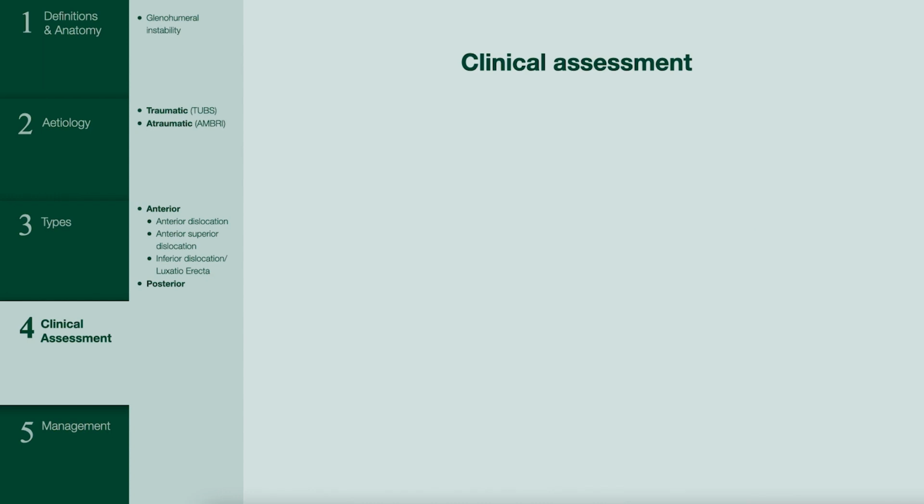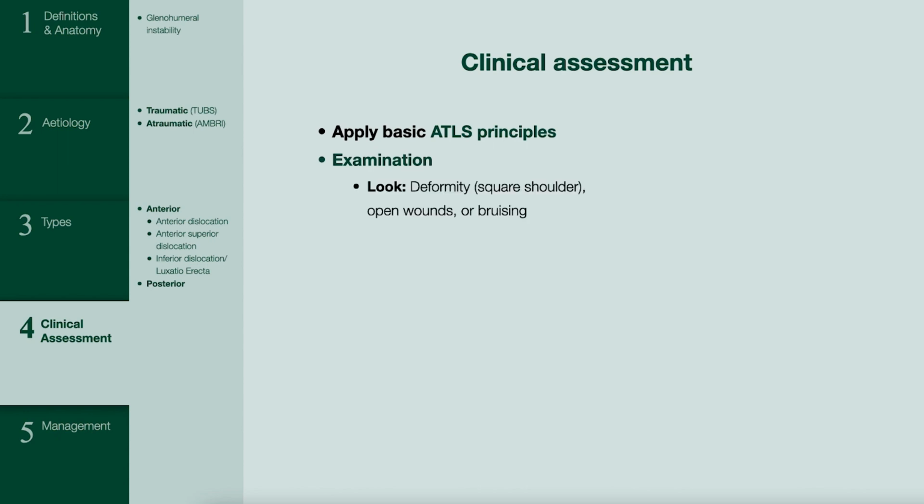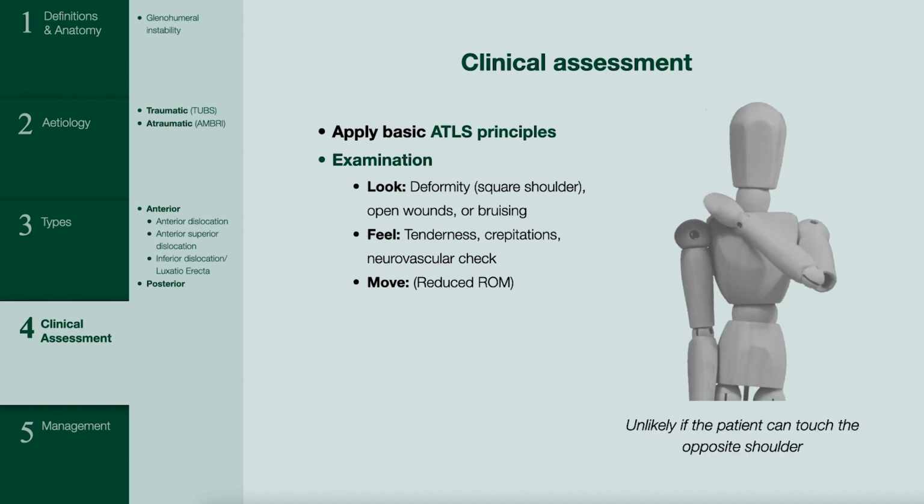Clinical assessment. When assessing the shoulder, particularly if there's a history of trauma, apply basic ATLS principles. On examination, you use the look, feel, and move approach. Look for deformities, open wounds, or bruising. Feel for tenderness, crepitus, and do a neurovascular check. On movement, you'll note decreased range of motion. Generally, patients with a shoulder dislocation will be unable to touch the opposite shoulder. All suspected shoulder dislocations should have an AP and lateral X-ray done prior to reduction if possible. For more complicated injuries, one may request a CT scan or MRI.